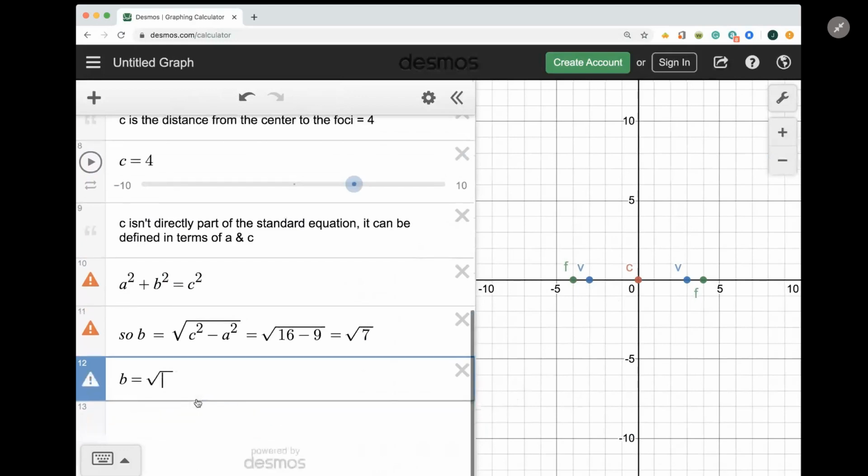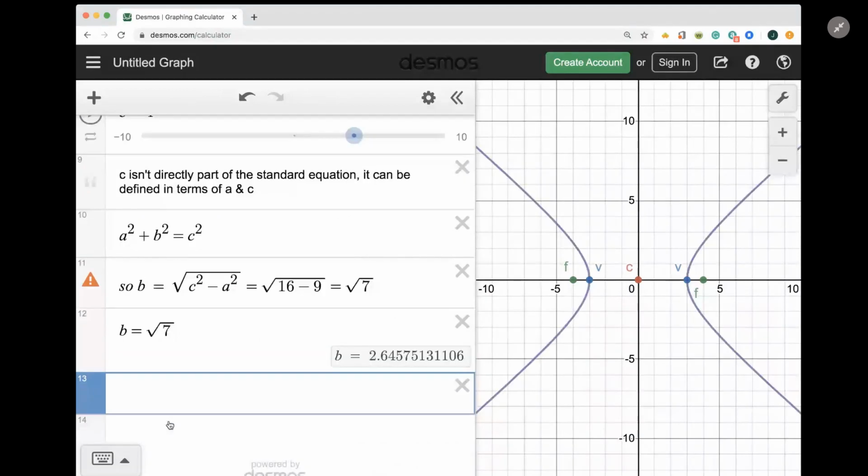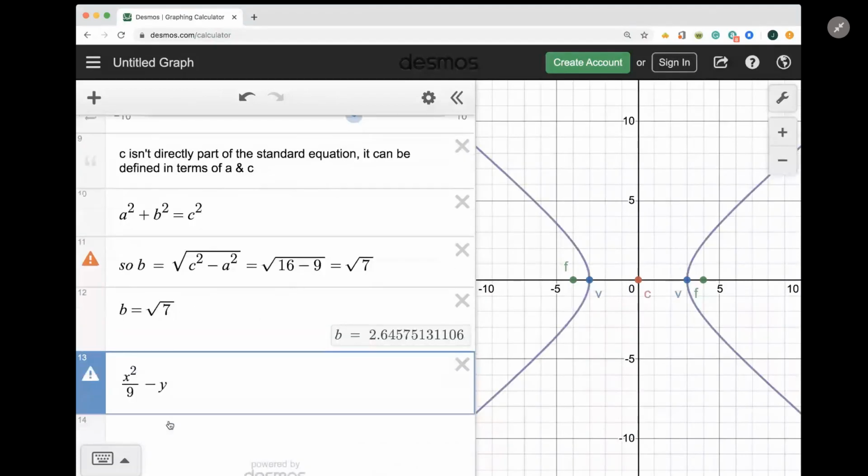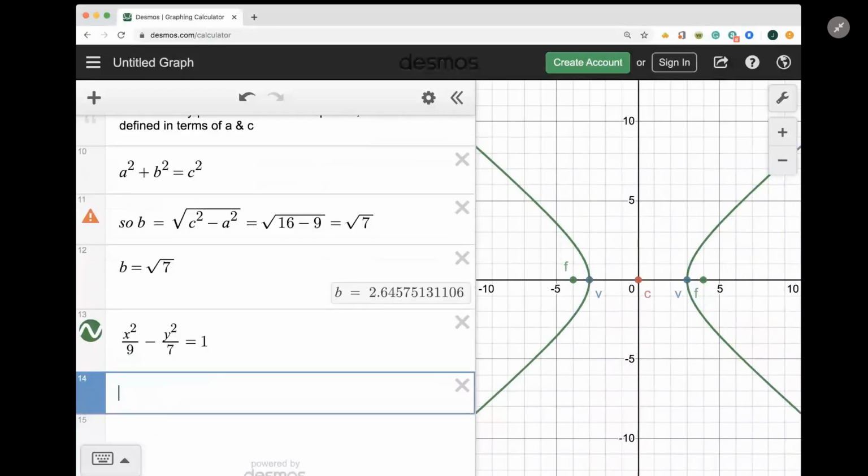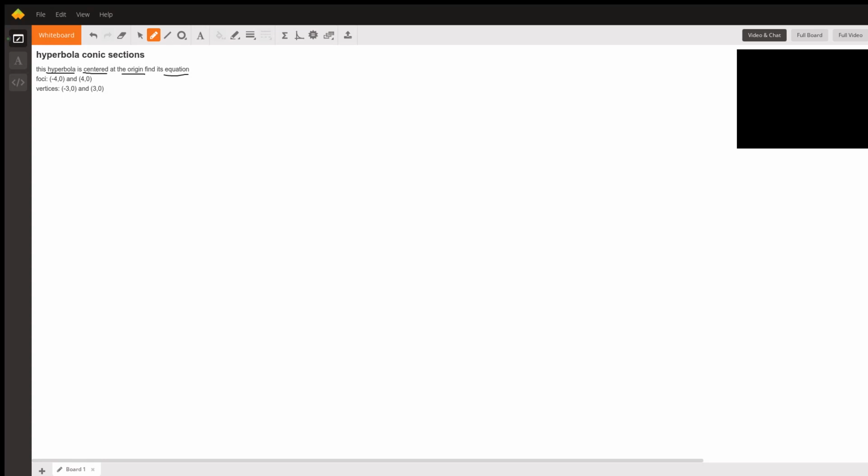And now we can write our equation. So we have x squared divided by 9 minus y squared divided by 7, because square root 7 squared is 7, 3 squared is 9, and that is equal to 1. And this is the equation for our hyperbola. So that's the answer to the question.